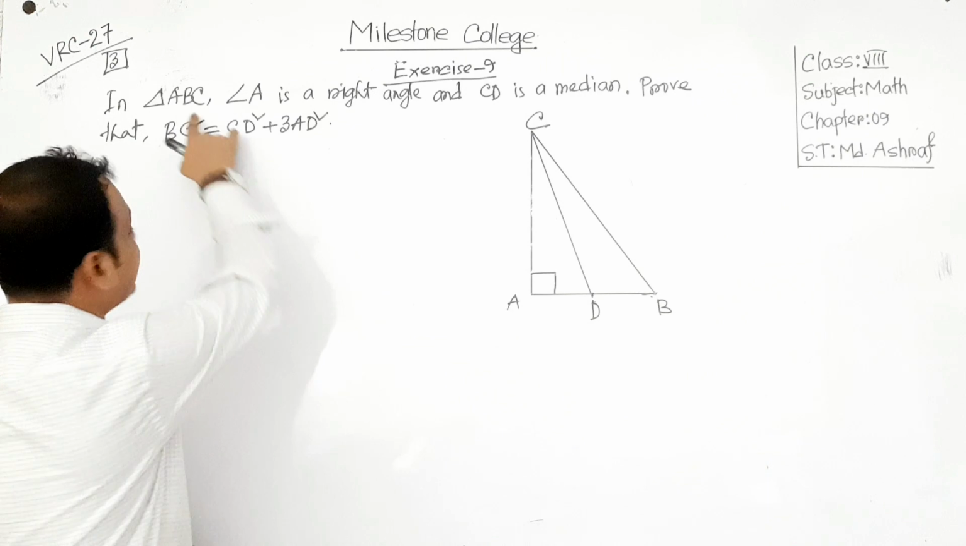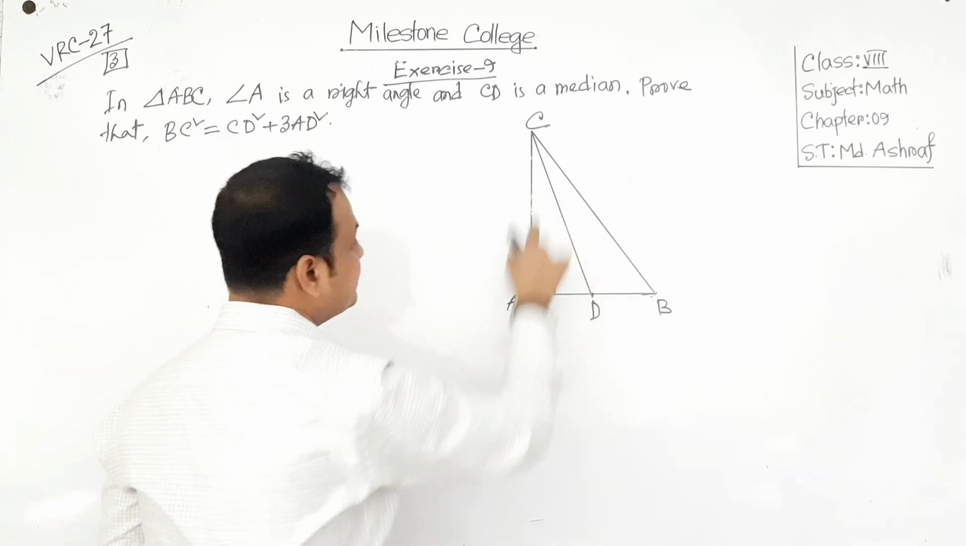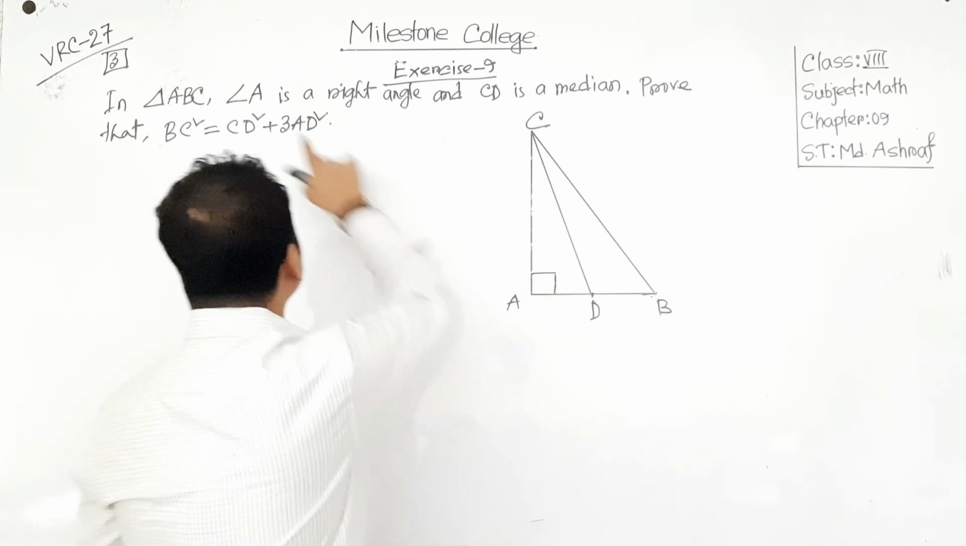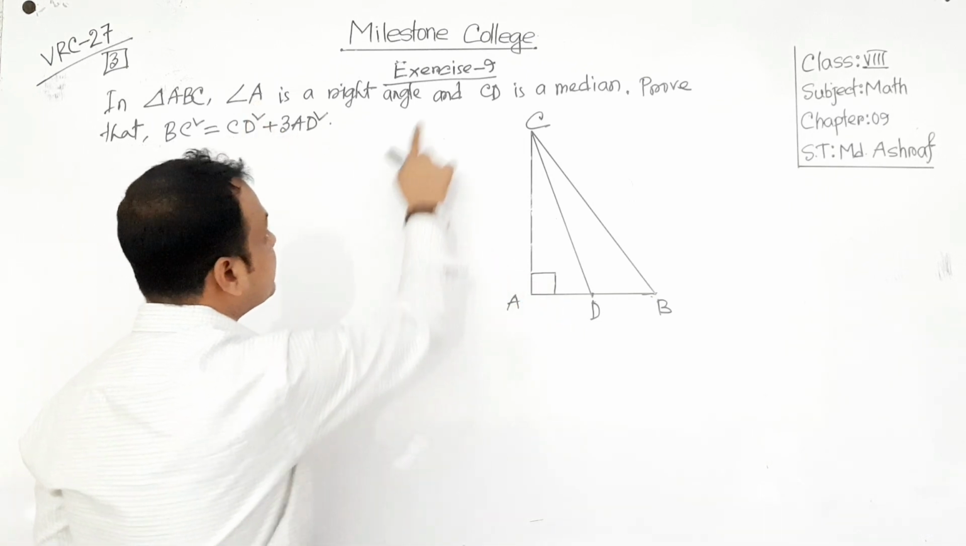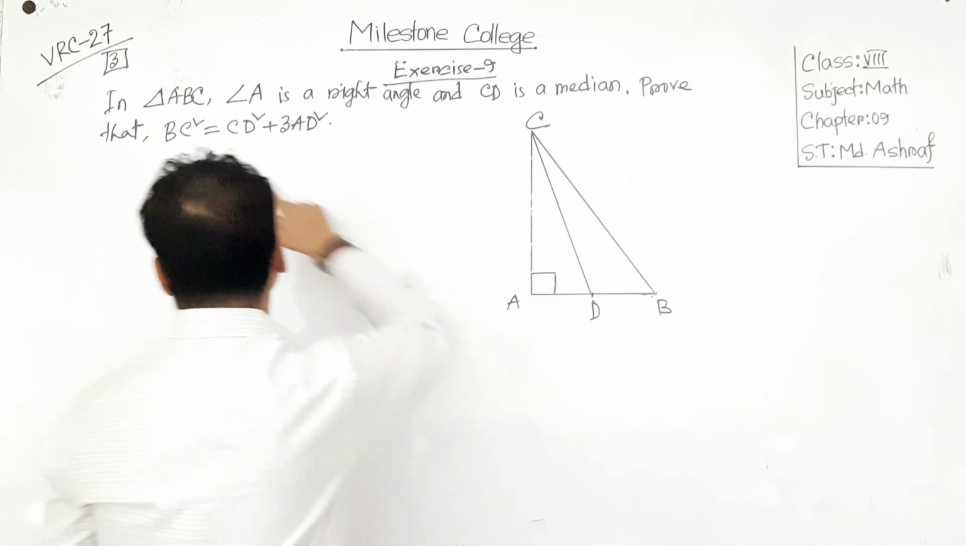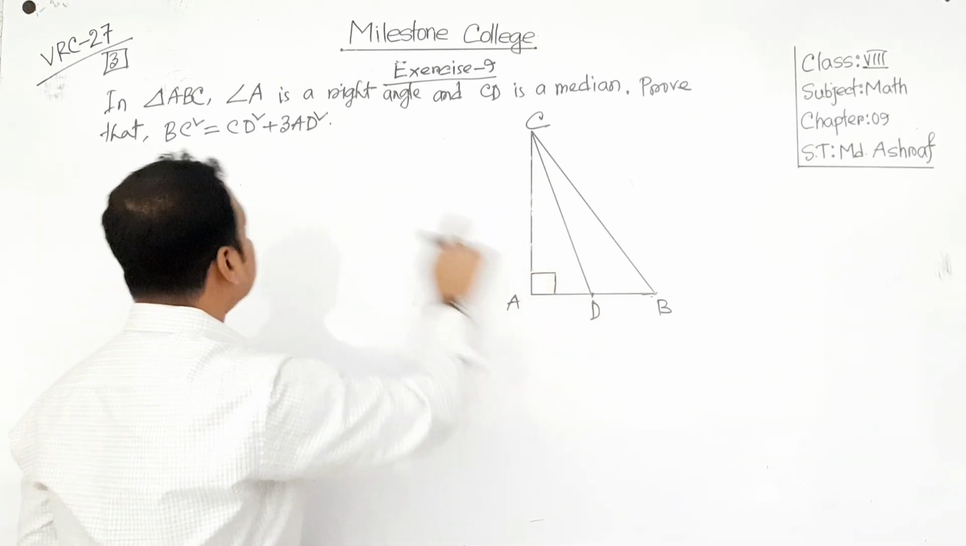Again, I repeat, this is the triangle ABC, and it's a right angle triangle. Angle A is 90 degree, and CD is a median. Now we have to prove something from this figure.